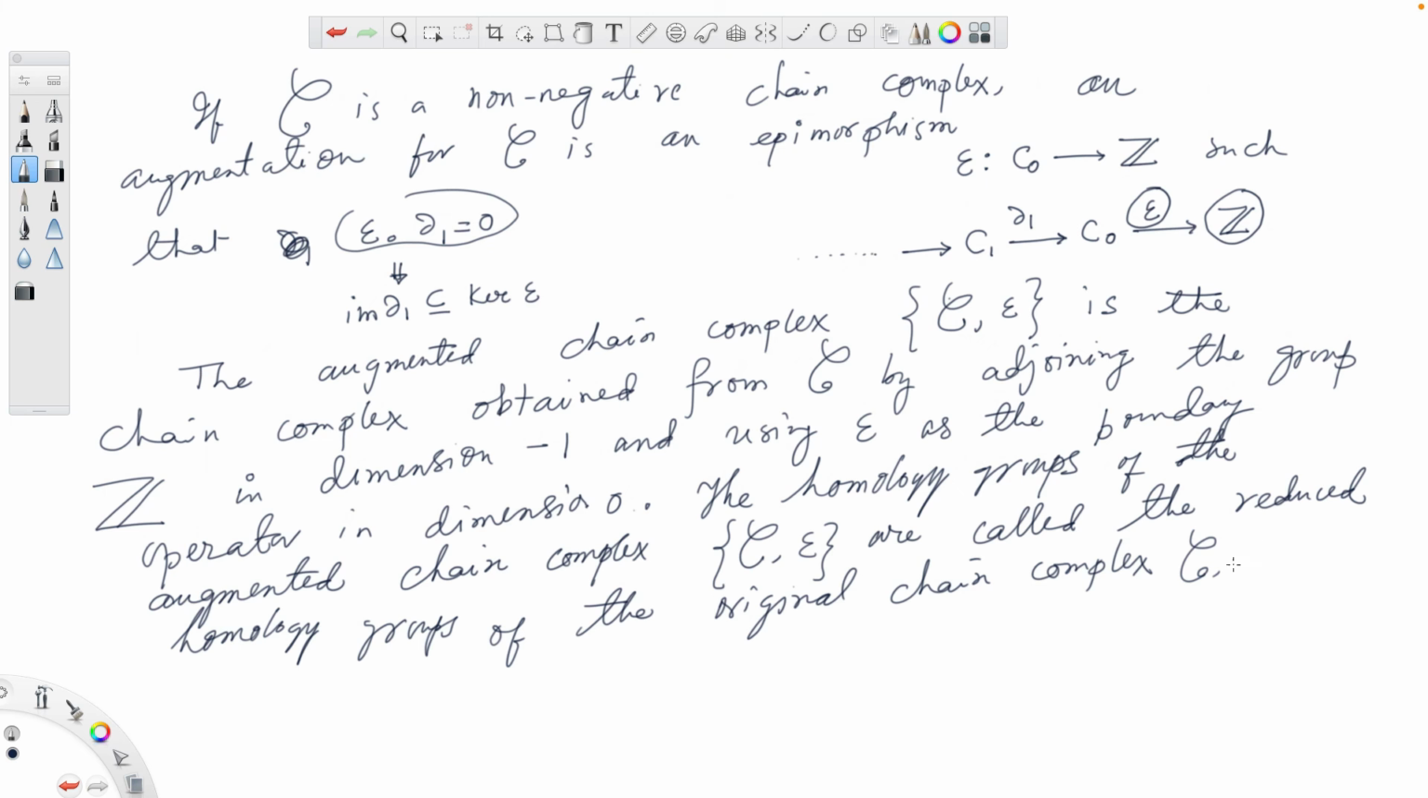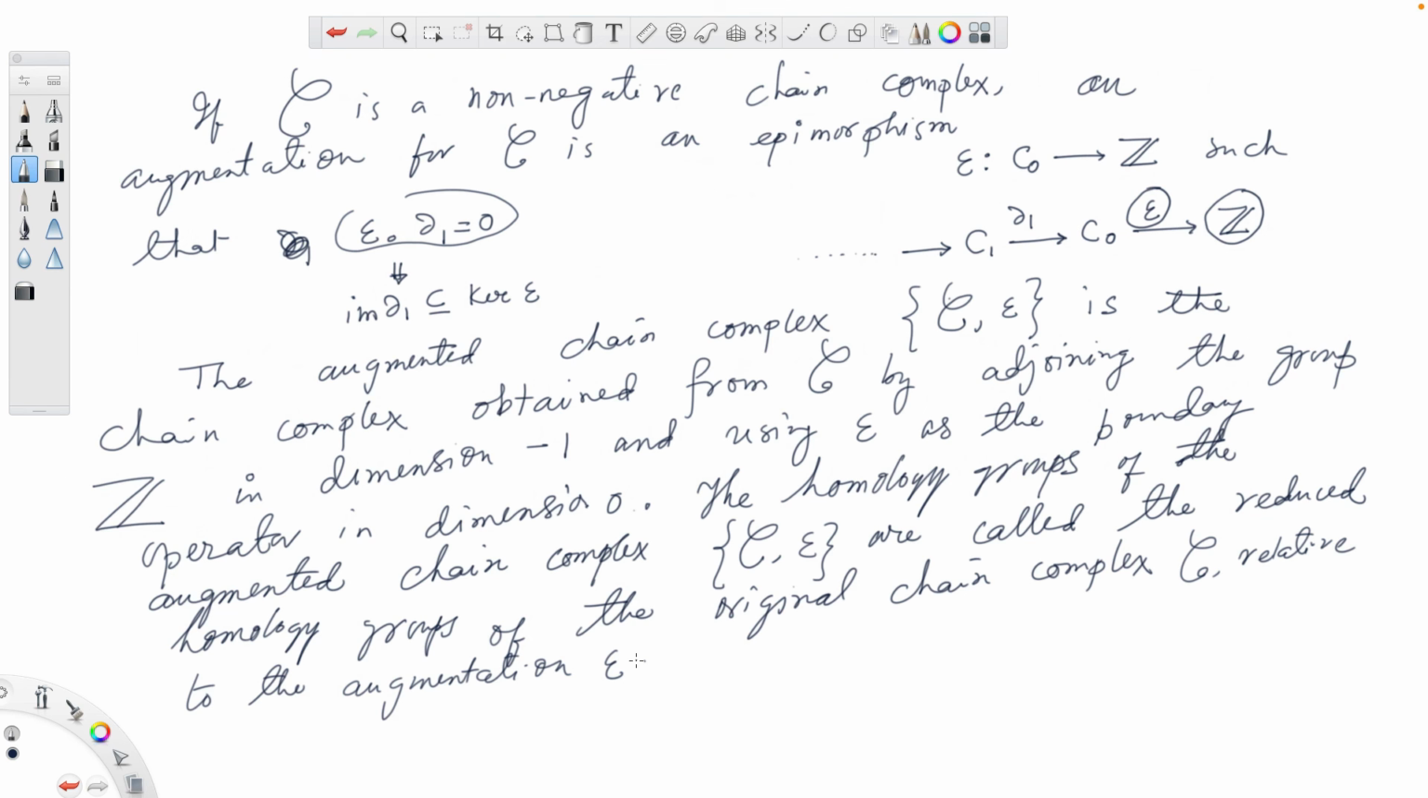Calligraphic C relative to the augmentation epsilon. Okay, so we have this augmented chain complex. So the homology groups of this augmented chain complex is the same as the reduced homology groups of the original chain complex calligraphic C, which was taken to be a non-negative chain complex.